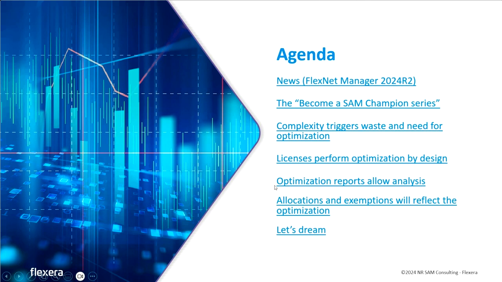how you can go one step further with some reports which are in the tool. We will even go one step further in seeing how you can influence the licenses to consume in an optimal way with allocations and exemptions. And finally, we will dream a little bit, having a look at next steps, or I would say the next step in solution that I will introduce a little bit and that I've developed.